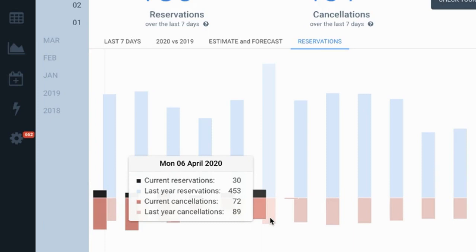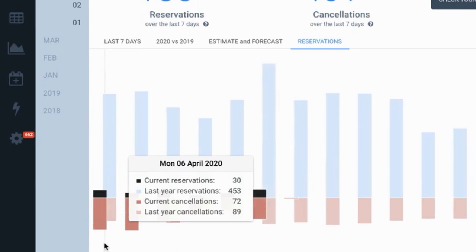So yesterday, because the data has been refreshed as of yesterday, we took 30 new current reservations. And last year we took, unfortunately, 453, which is far much better than the year before. And in terms of cancellation, we took 72. Last year on the same day of the transaction, we had 89. So the level of cancellation is reducing a little bit.